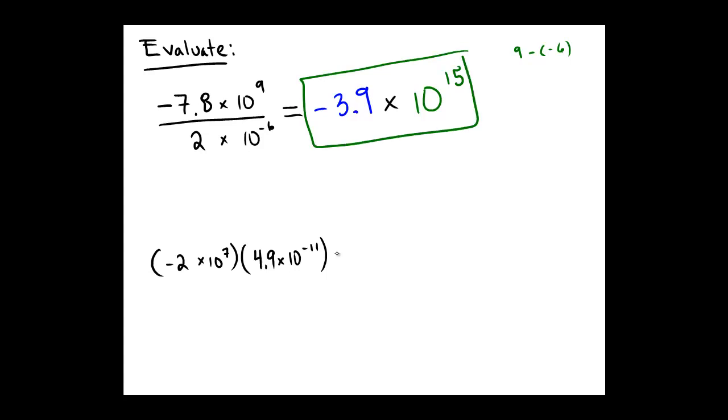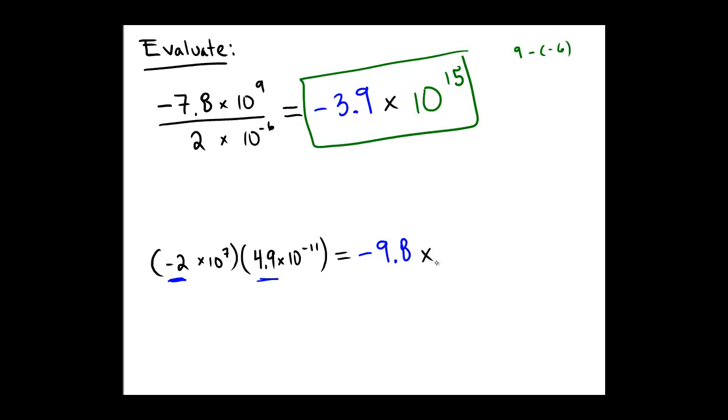Okay, let's try another example of multiplication. Here we have negative 2 times 10 to the 7th multiplied by 4.9 times 10 to the negative 11th. Again, we're going to approach it in the same sort of way. We're going to look at the numerical parts. Negative 2 times 4.9 would be negative 9.8.